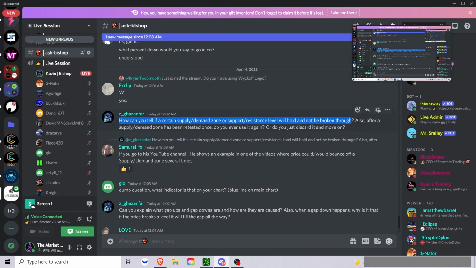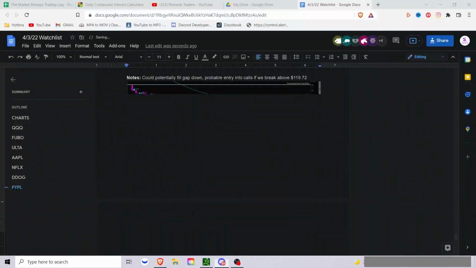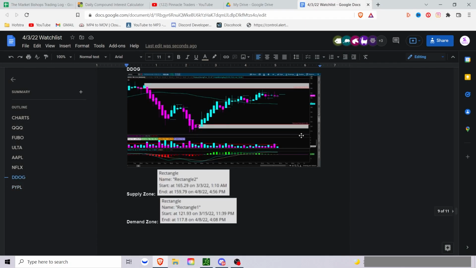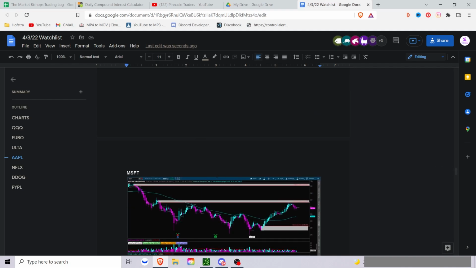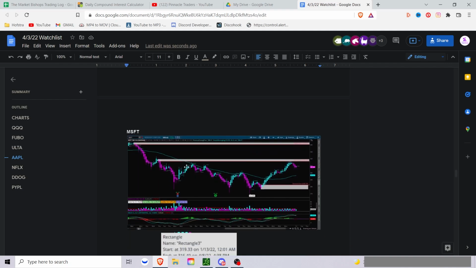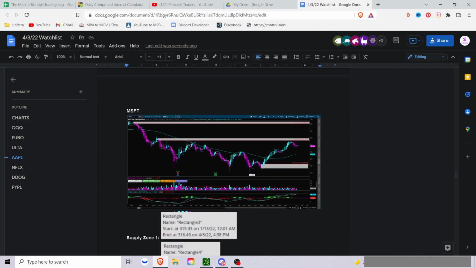And then also for the second question, where you say, after a S&D zone has been retested once, do you ever use it again? Well, it depends what you mean by retested. If you're talking about where the stock just goes near it, like it does in this example here, then that's not when you discard it. You only discard it if it breaks through the zone, right? That's when you discard it.